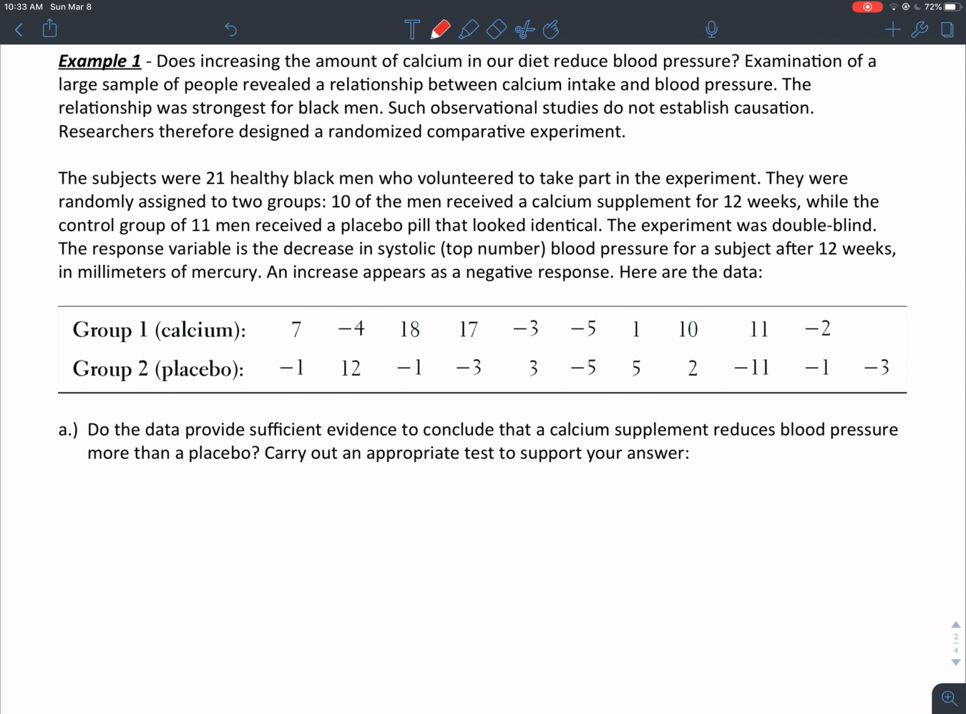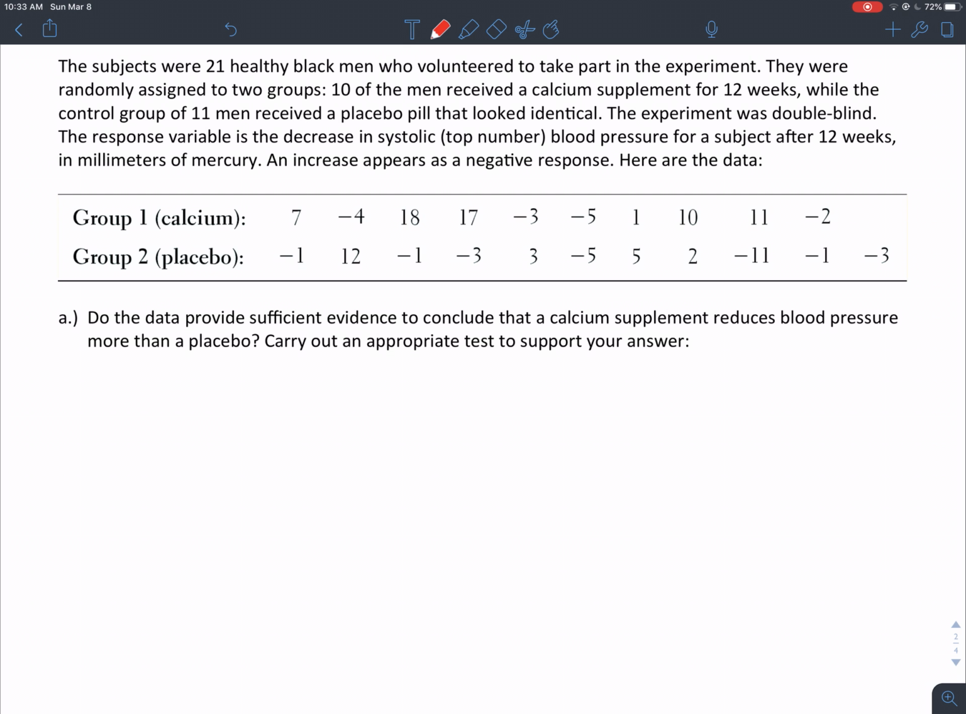So examination meaning observational study, like observing, maybe surveying, something like that. Okay, but this is chapter 4. Observational studies do not give causation. Okay, so we need to do an experiment. Okay, the subjects or volunteers in this case were 21 healthy black men who volunteered to take part in the experiment. They were randomly assigned to 2 groups. 10 of the men received a calcium supplement for 12 weeks, while the control group of 11 men received placebo.